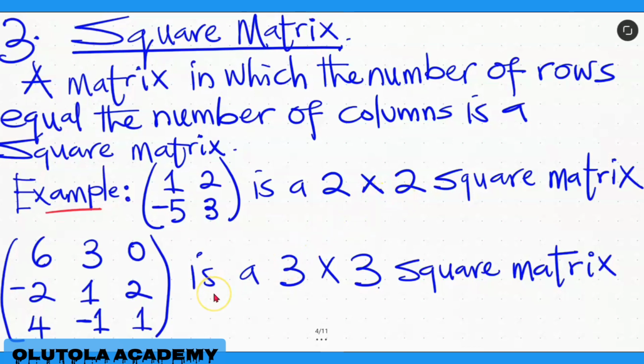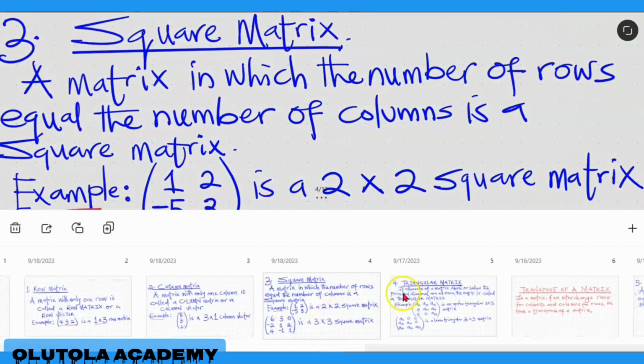So we also have another one here. We have 6 3 0, -2 1 2, 4 -1 1, and this has 3 rows. Row 1 is 6 3 0, row 2 is -2 1 2, row 3 is 4 -1 1. It is a 3 by 3 square matrix. So that's a square matrix. More often we work with this square matrix.